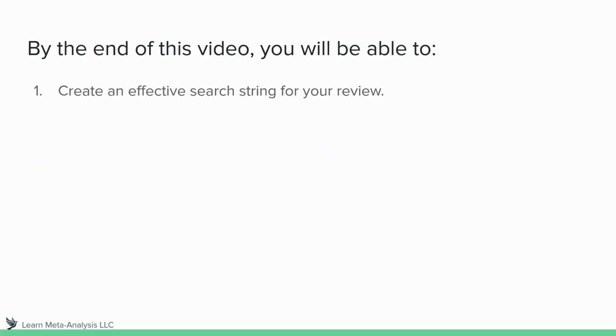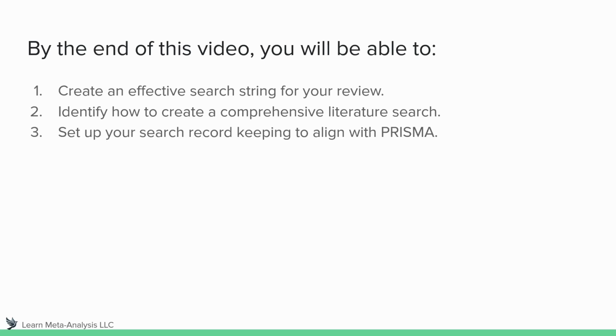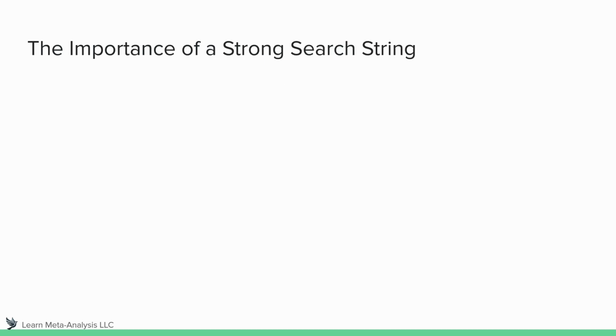By the end of this video, you'll be able to create an effective search string for your review. You'll identify how to create a comprehensive literature search, and you'll also be able to set up your record keeping in a way that's going to help align with PRISMA reporting standards, because it is very important that we are able to report our reviews in a way that is replicable as well as transparent, and that's what PRISMA aims to do.